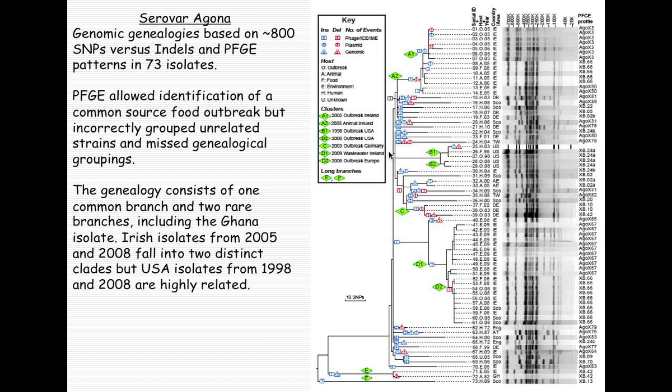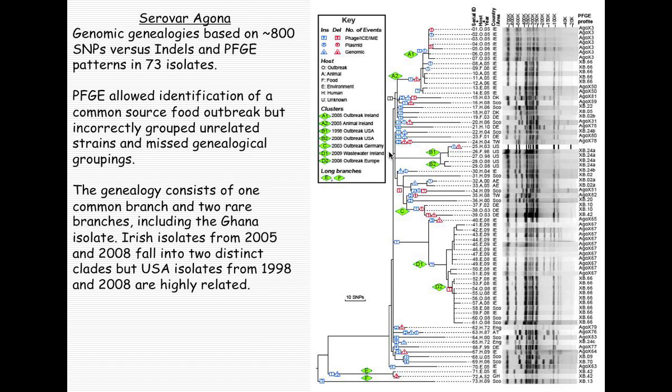The next thing is that A1 here was this 2001 outbreak in Ireland, and A2 is the 2005 outbreak in animals, but they were different on pulse field pattern. And it was the A2 in animals that was the same as this food outbreak down here.